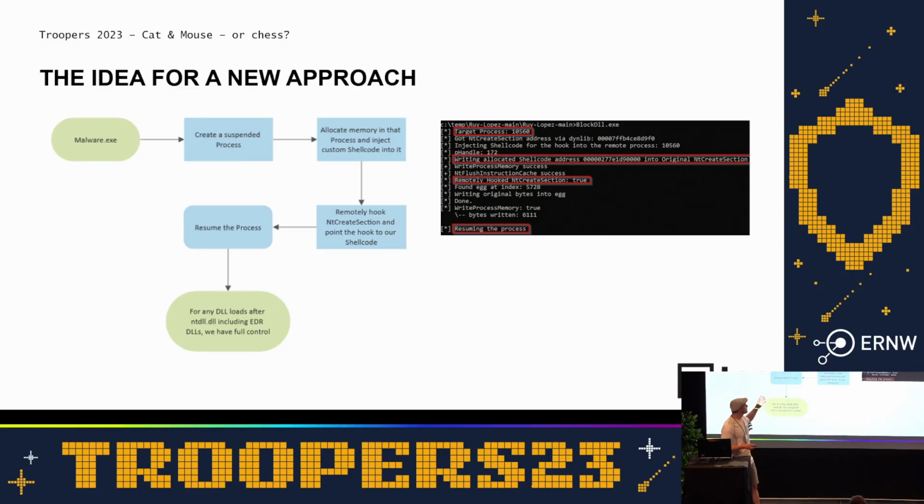And this is the idea, because we can then intercept the loading of the EDR DLL by saying, okay, NtCreateSection failed, for example, and saying, okay, this just didn't work, and then the EDR DLL will not get loaded at all because our code was there first. We have full control.